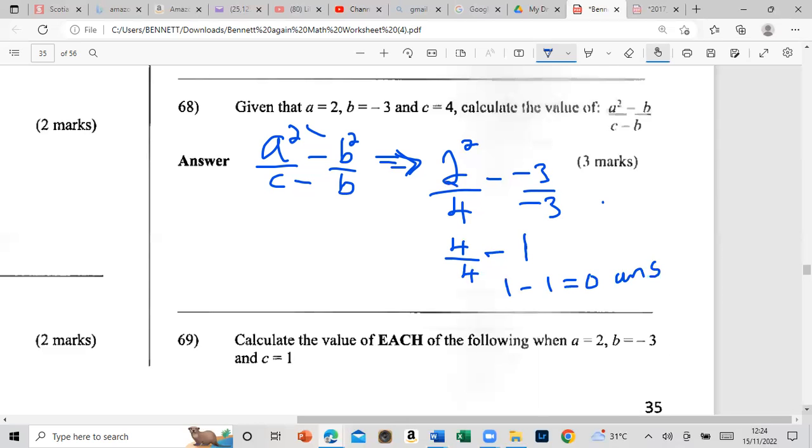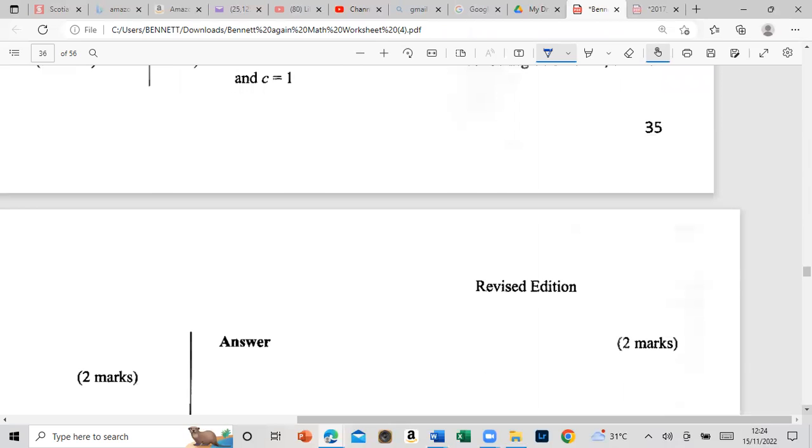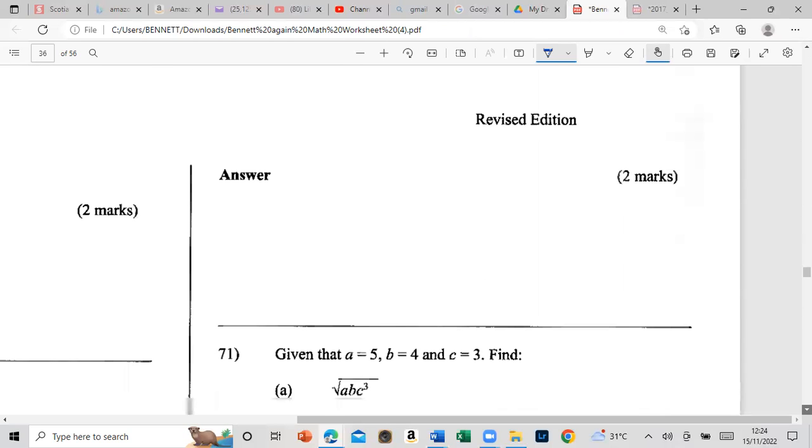Let's move on to 69. It says calculate the value of each when A equal to 2, B equal minus 3. What are those two questions? Oh, I think it's over here. Hold on.